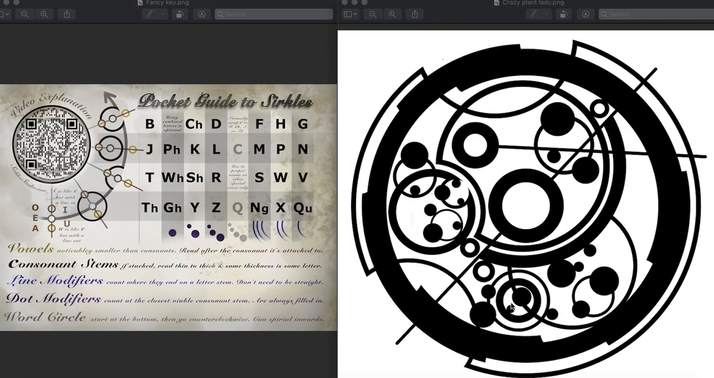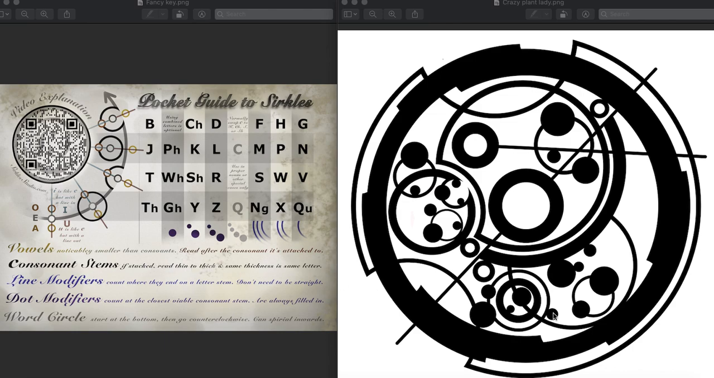And then we have 2 letters stacked. These 2 letters have different line thicknesses, meaning they're different letters. If you stack 2 letters on top of each other and they're different line thicknesses, that means they're different letters. If they're the same thickness, it'd be the same letter twice. Because they're different letters, we have to know which one comes first, which is why we read thin to thick. So on consonant stems, if stacked, read thin to thick.